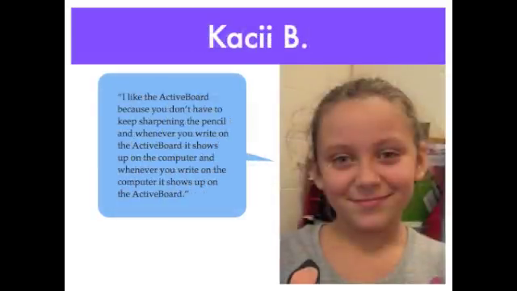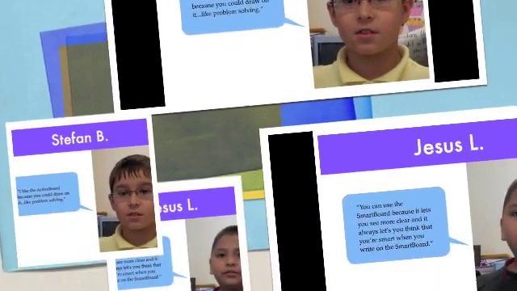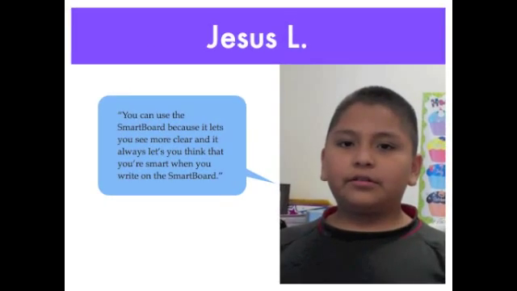I like the active board because you don't have to keep sharpening the pencil. And whenever you write on the active board, it shows up on the computer. And whenever you write on the computer, it shows up on the active board. I like the active board because you can draw on it, like problem solving. You can use the smart board because it lets you see more clear, and it always lets you think that you're smart when you write it in a smart board.